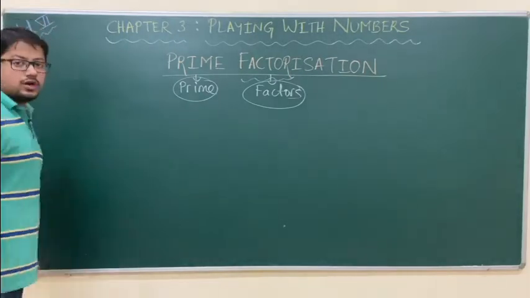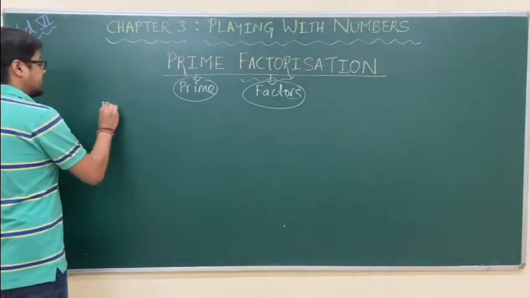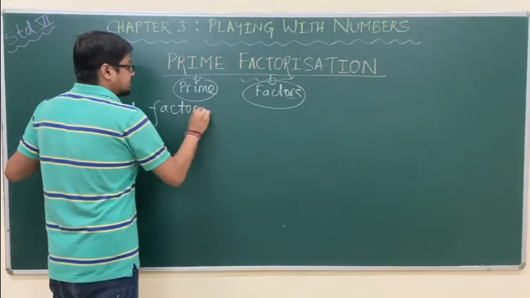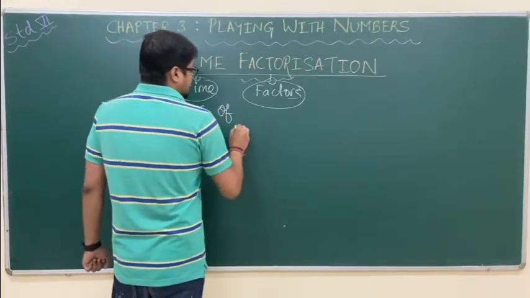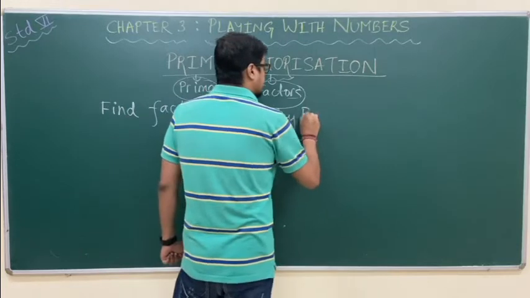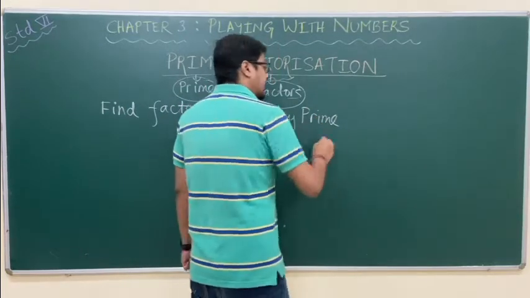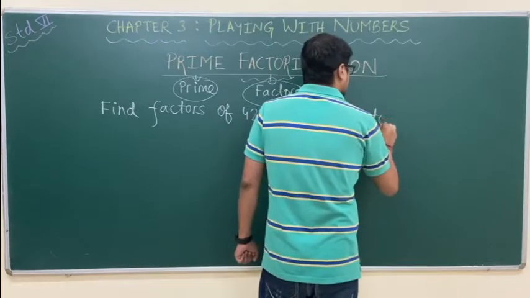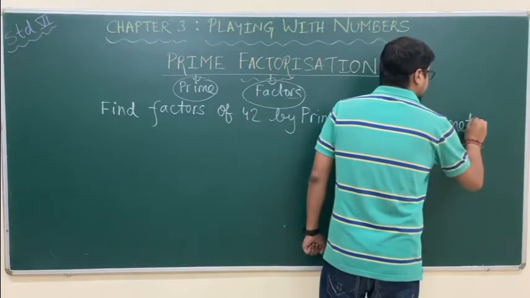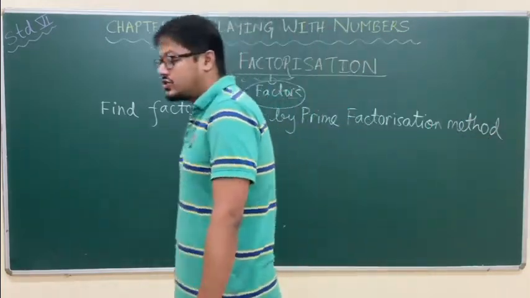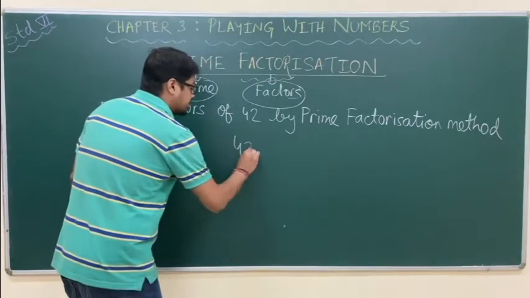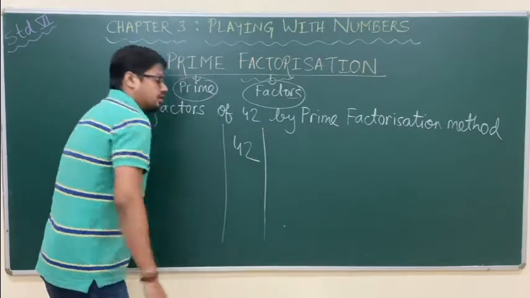So let us take a small question for your understanding. Say, find factors of, say, 42 by prime factorization method. Remember students, we only and only have to use prime numbers. Now how? Sir will give you a demo. Listen to me.